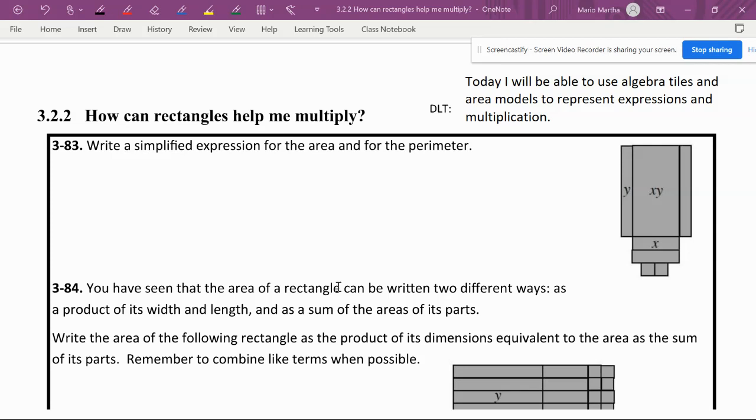Today's topic, 3.2.2, how can rectangles help me multiply? And the learning target for today: I'll be able to use algebra tiles and area models to represent expressions and multiplications.